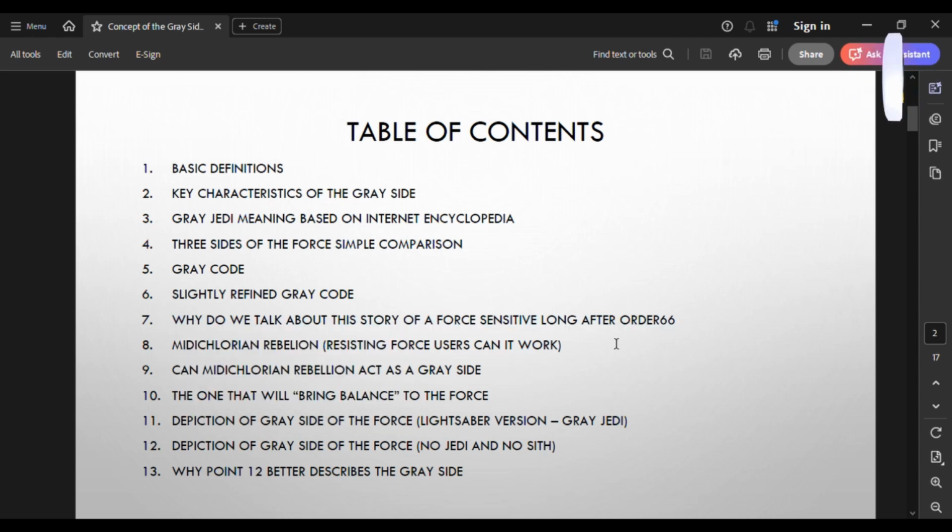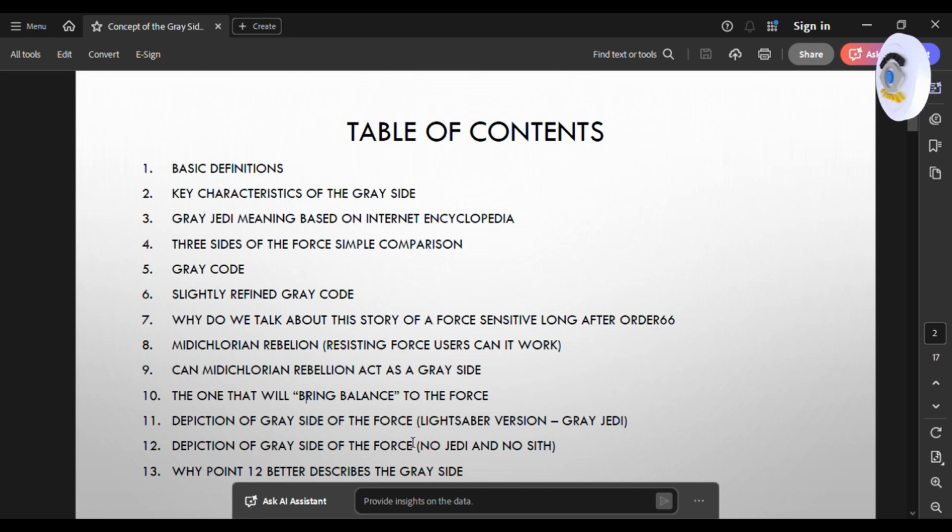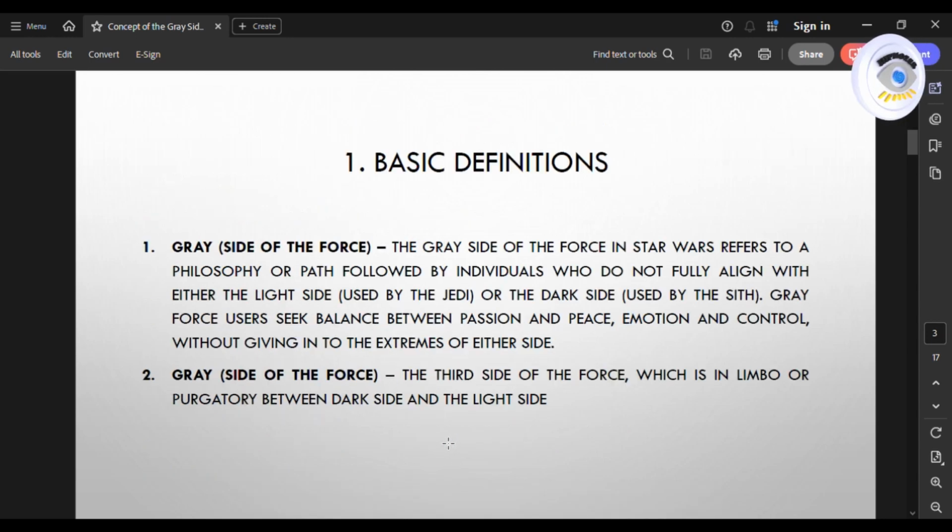We will also mention the story of a guy who was Force sensitive after Order 66. We will wonder about the concept of midi-chlorian rebellion against a Force user. We will also talk about the concept of bringing balance to the Force. And we will try to depict the grey side of the Force and wonder about which depiction is better.